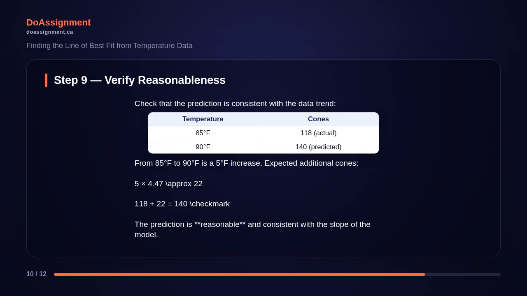Let's verify our answer makes sense. The last recorded temperature was 85 degrees with 118 cones sold. Going from 85 to 90 degrees is a 5-degree jump, and our slope says each degree adds about 4.47 cones, so 5 times 4.47 is about 22 more cones. Adding 22 to 118 gives 140, exactly matching our prediction. The answer is reasonable.